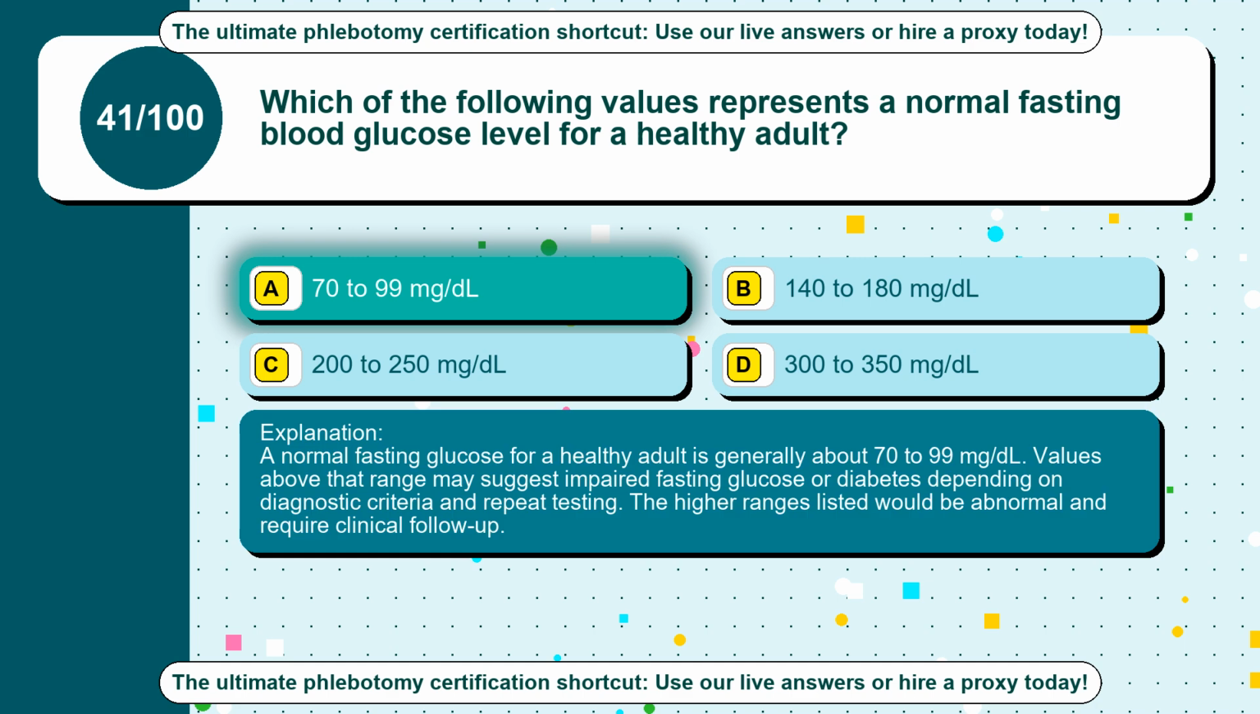A normal fasting glucose for a healthy adult is generally about 70 to 99 mg/dl. Values above that range may suggest impaired fasting glucose or diabetes depending on diagnostic criteria and repeat testing. The higher ranges listed would be abnormal and require clinical follow-up.